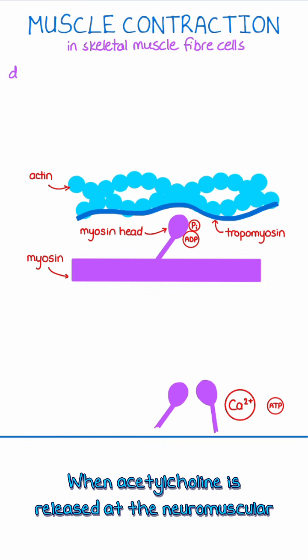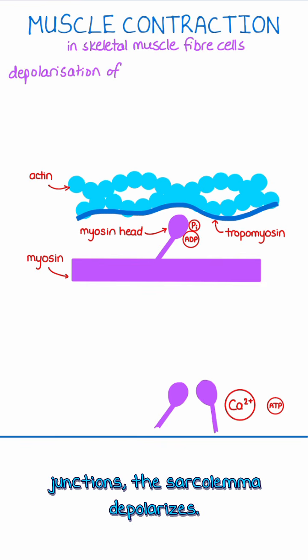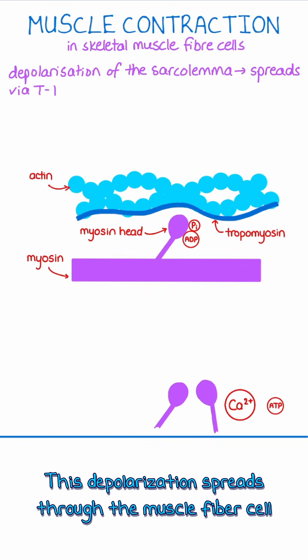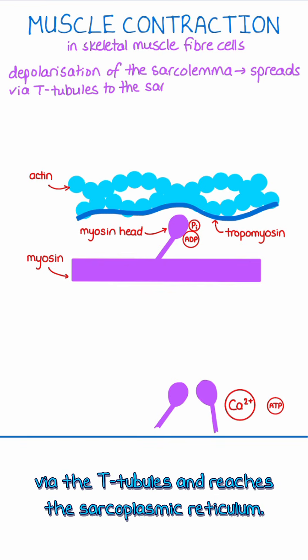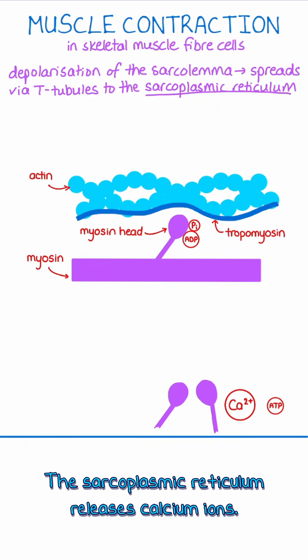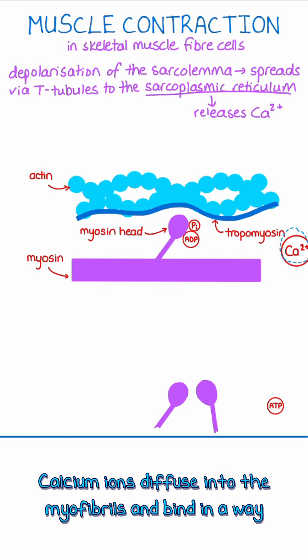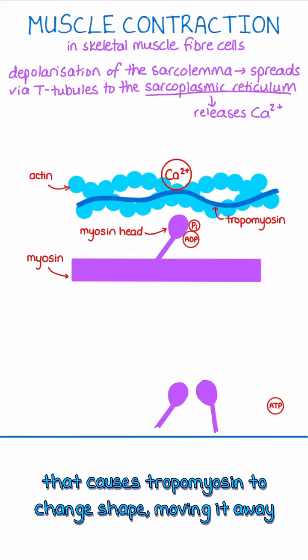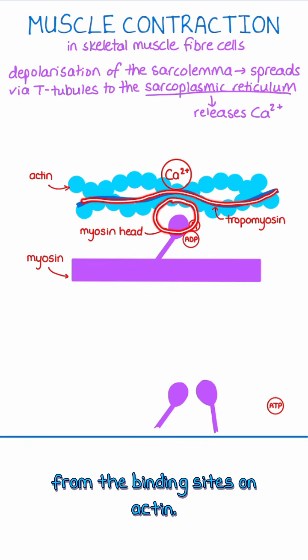Each myosin head has an ADP and an inorganic phosphate attached. When acetylcholine is released at the neuromuscular junctions, the sarcolemma depolarizes. This depolarization spreads through the muscle fibre cell via the T-tubules and reaches the sarcoplasmic reticulum. The sarcoplasmic reticulum releases calcium ions. Calcium ions diffuse into the myofibrils and bind in a way that causes tropomyosin to change shape, moving it away from the binding sites on actin.